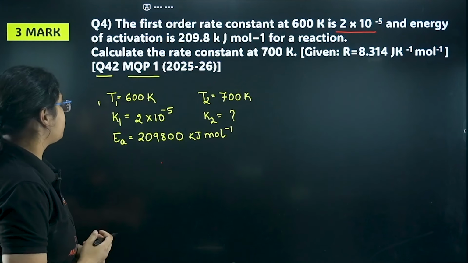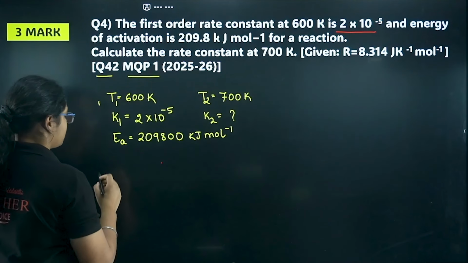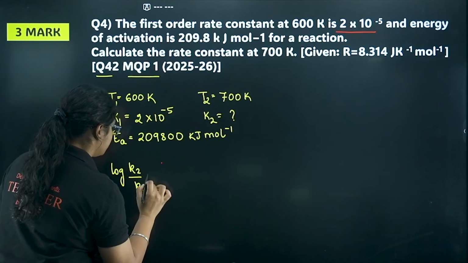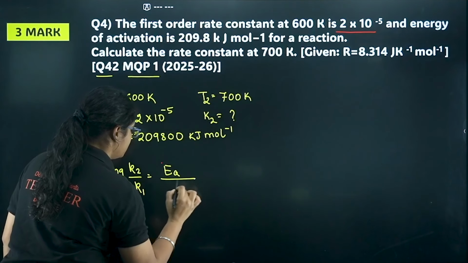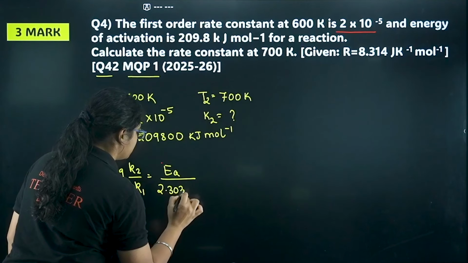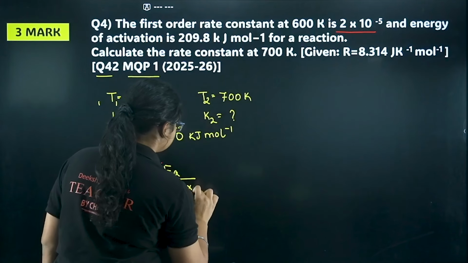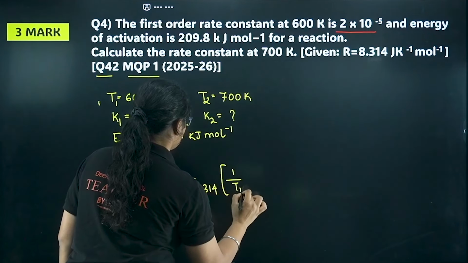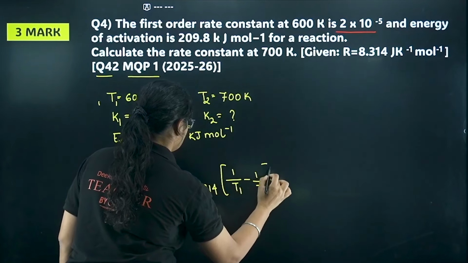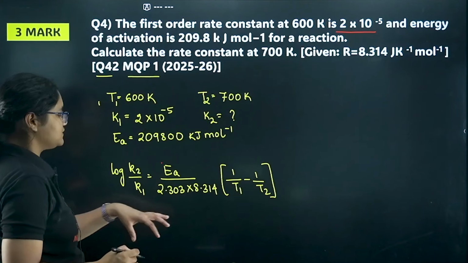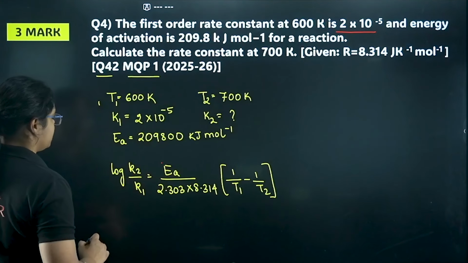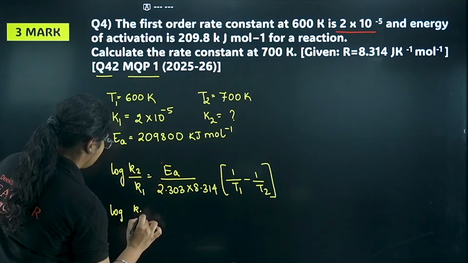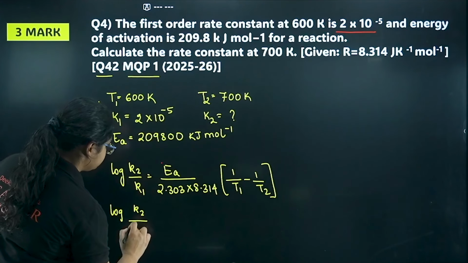Now what we have to find here is K2. We know this formula: log of K2 by K1 is equal to Ea by 2.303 into R, where R is 8.314, into (1 by T1 minus 1 by T2). Now if I substitute all these things, how much will I get? So let's just do this one: log of K2 by K1, what's the value of K1?